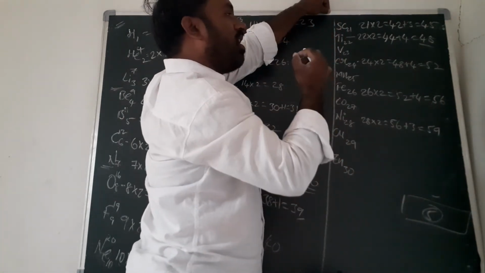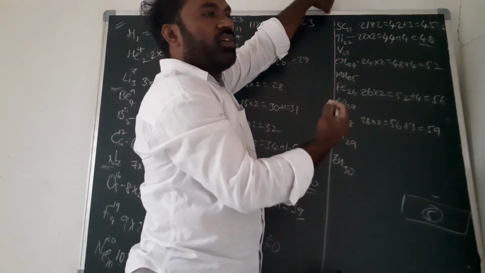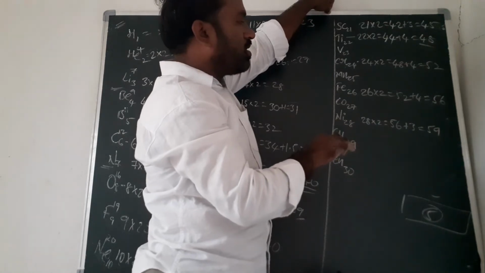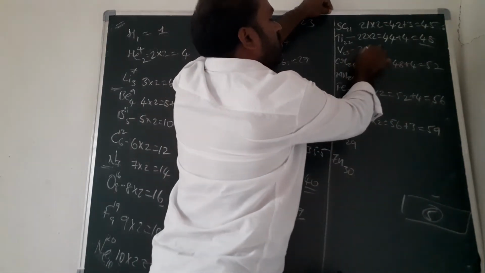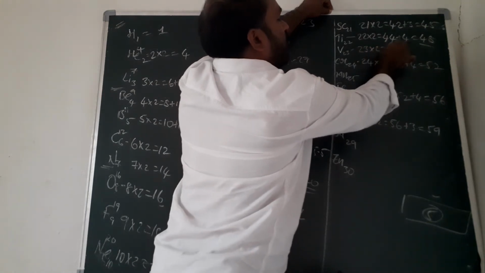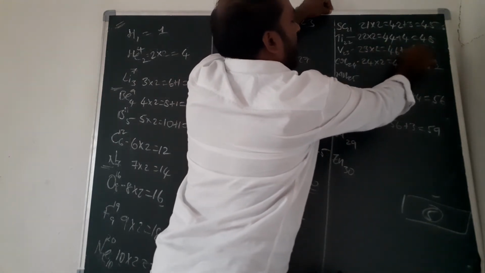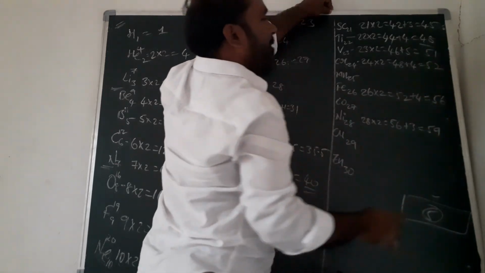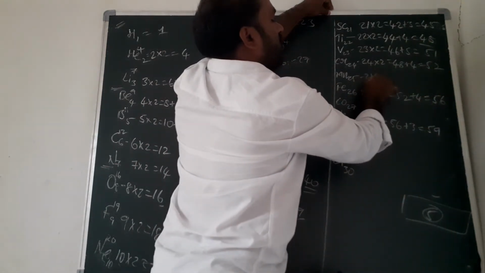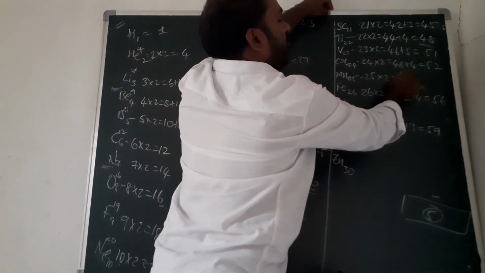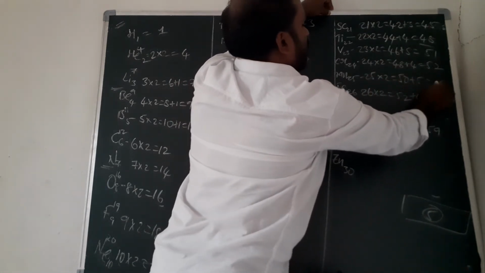Next we have remaining all the elements, multiply with the 2 and add 5. So vanadium atomic number is 23. 23 twos are 46 plus 5. That is 51. Mass number of vanadium is 51. For manganese, atomic number is 25. 25 twos are 50 plus add 5, that is 55.